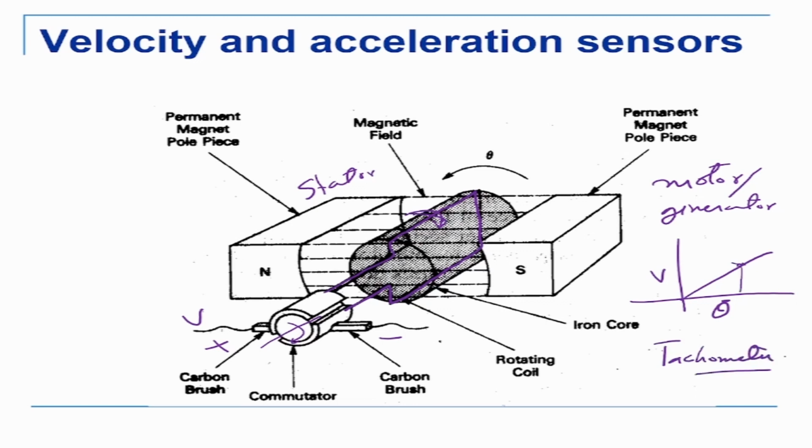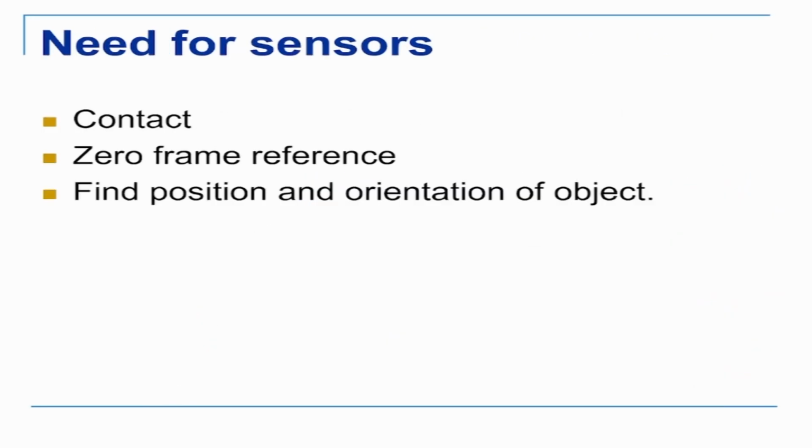So we can have tachometers, we can have DC motors, they are opposite of one another. Now the other sensors that would be required are contact sensors, for example, on-off sensors. They are like limit switches. So contact, then zero frame reference sensors, which find the position and orientation of an object.